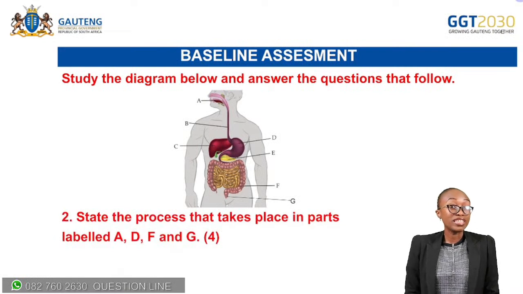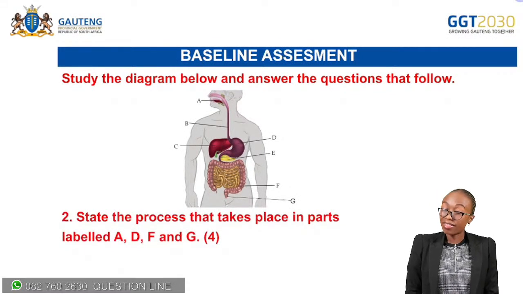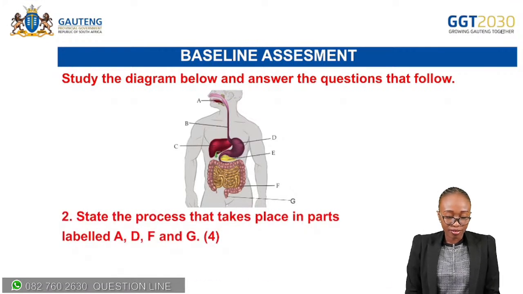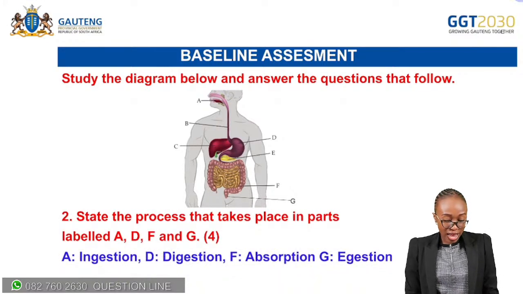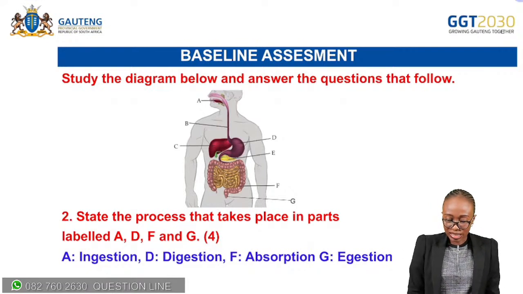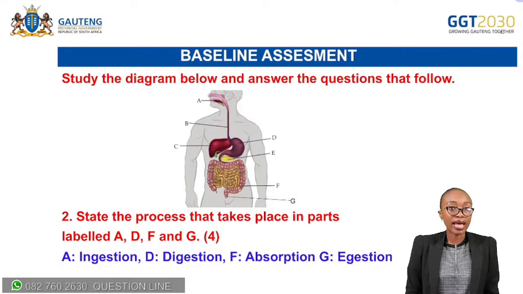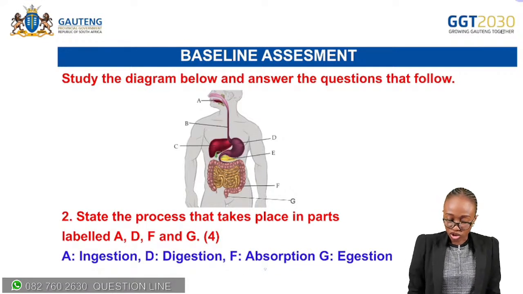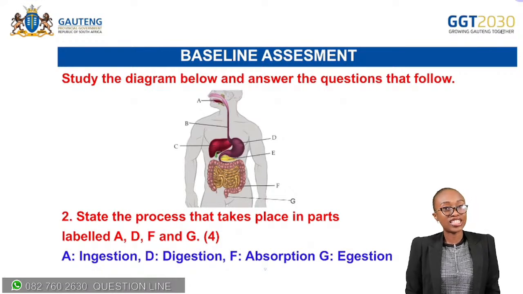Well, I'm sure you're done now. Let's answer the question together. So part A, what happens at part A? Part A is the mouth. The process of ingestion. That's when you put food in your mouth, chew and swallow. What about part D? Part D is the stomach. What happens at part D? Digestion. Part F, that is the large intestine. What happens there? There is absorption. And part G, that is the anus. What happens there? There is the process of egestion.